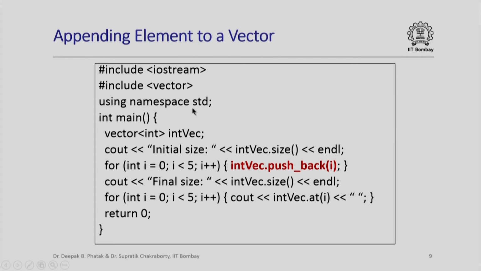I can also append an element to a vector. So here is a simple program where I have declared a variable intvec without specifying a size. So this is a vector of size 0. So when I try to print out the initial size, I will get initial size 0, and then I can use the member function push_back to actually append an element to a vector.